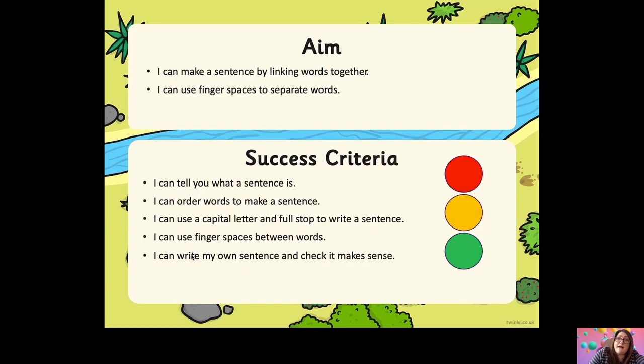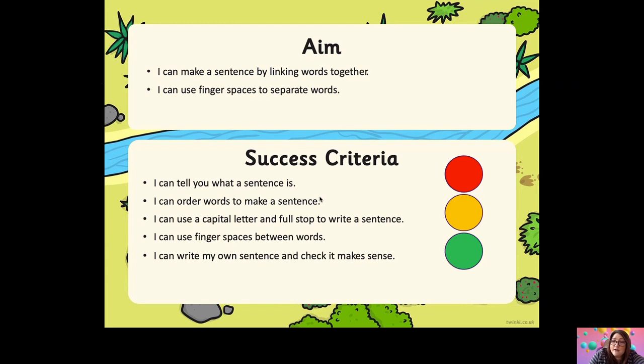I'd like us to just have a little look back on what our learning objective was today. We were looking at making a sentence by linking words together, and we were going to use finger spaces to separate the words. I'd like you to have a look now at what I was looking for and think about if you were able to do this by yourself, or if you needed some support and you need some more practice. Are you able to tell me what a sentence is? Can you order words to make a sentence? Can you use a capital letter and a full stop to write a sentence? Can you use finger spaces between your words? And can you write your own sentence and check it makes sense?